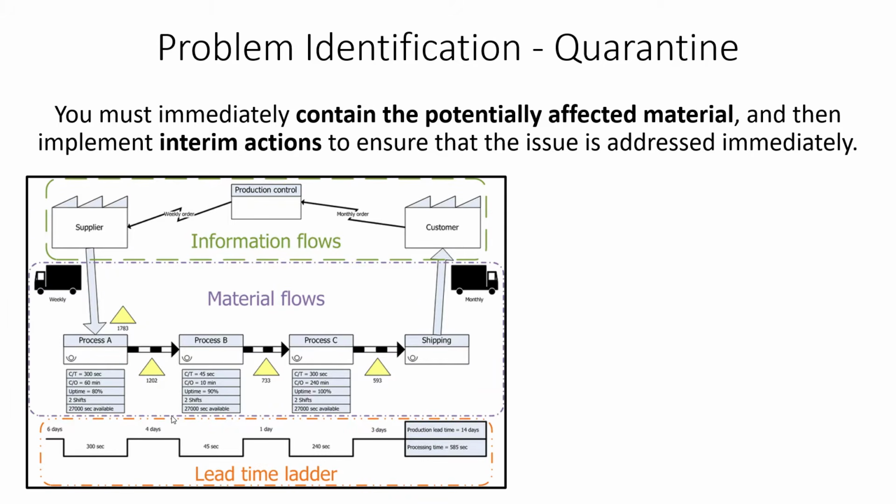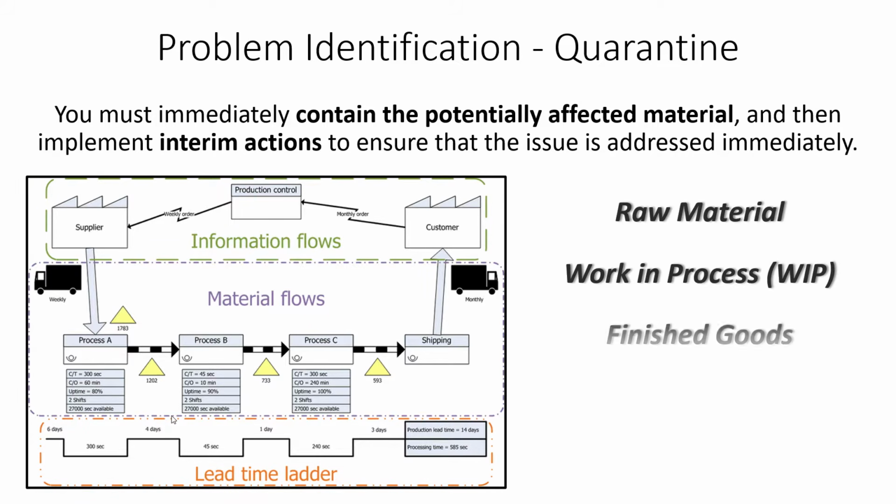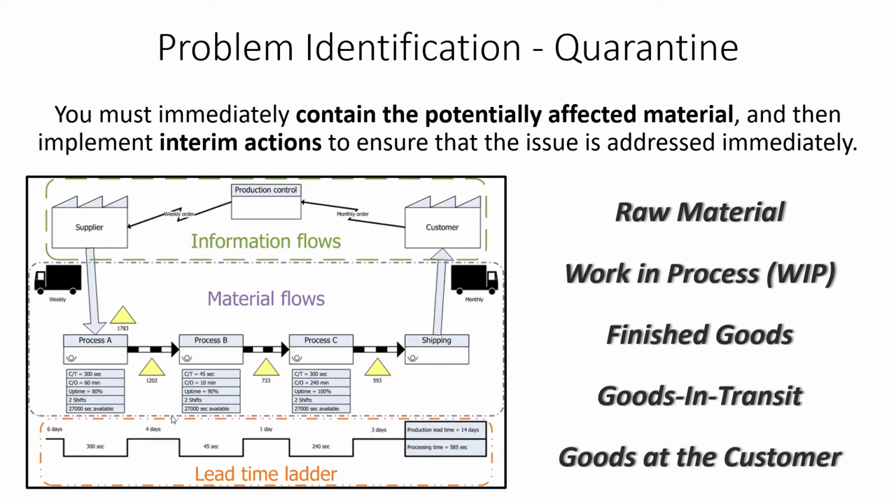By the way, the other thing I love to talk about when we talk about quarantining potentially affected material is to remind you of the entire value stream. Depending on the failure mode itself and how material flows through our process, we might have affected material at various stages in our value stream: raw material, WIP, finished goods, goods in transit, goods at the customer. And so it's important to ask, where's all of our potentially affected material and what levels of our value stream do we need to look at to make sure we're quarantining all the right material? All right, that was step 1 in problem identification, which is quarantining affected material.